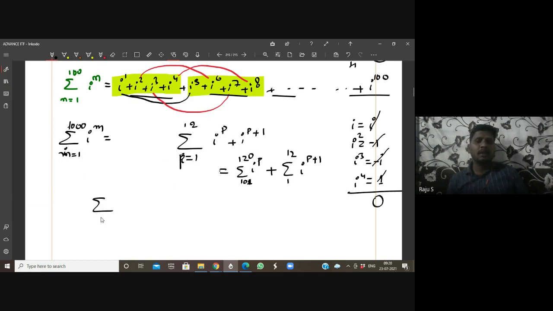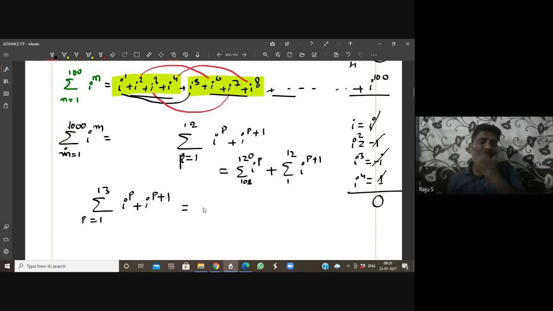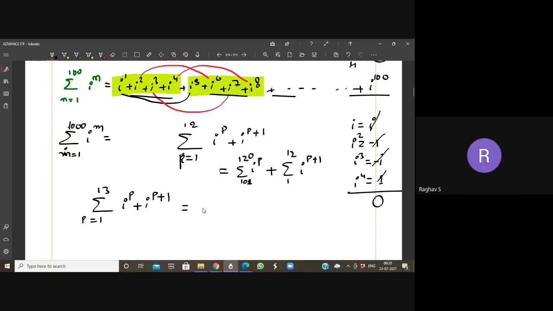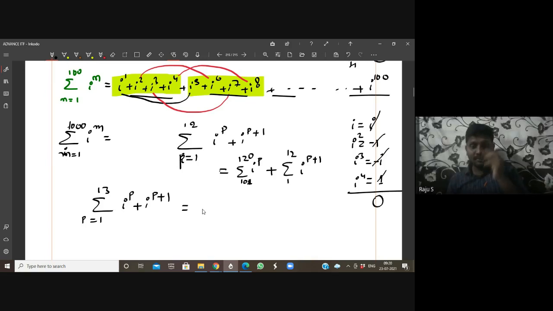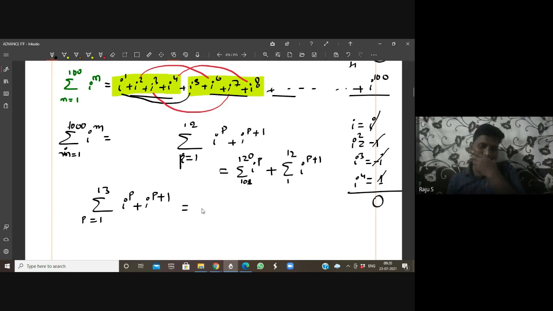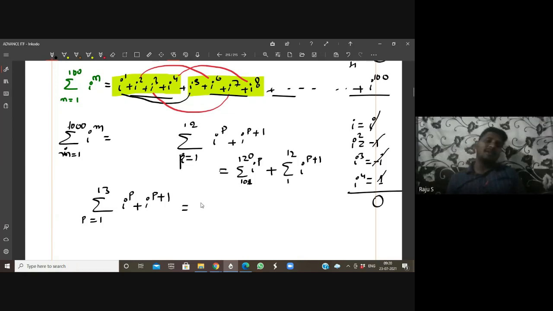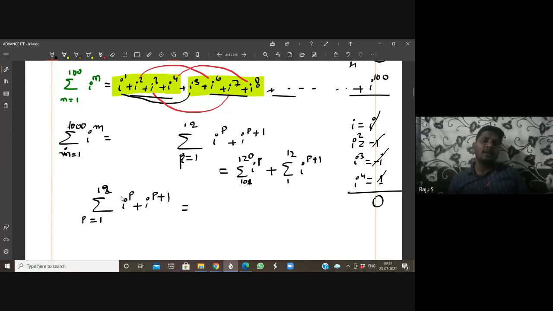Sometimes they may give 1 to 13 of i^p plus i^(p+1), with p equal to 1. Now in that case, what is it equal to? Is it 2i? No. It is minus 1 plus i, that is i minus 1. Here it is very simple, because till 12 both will be 0.